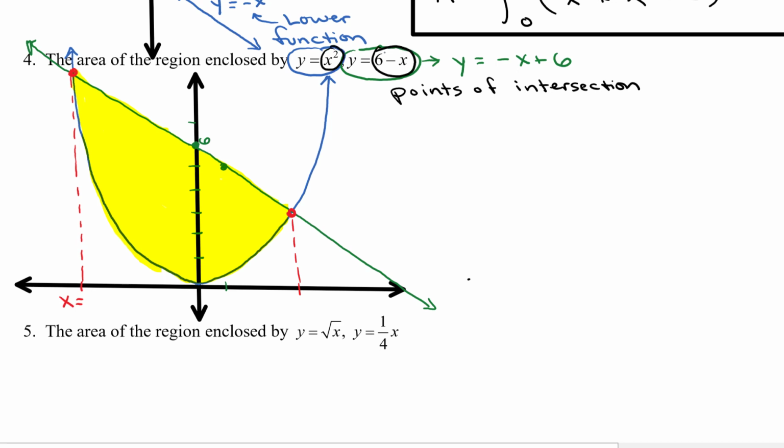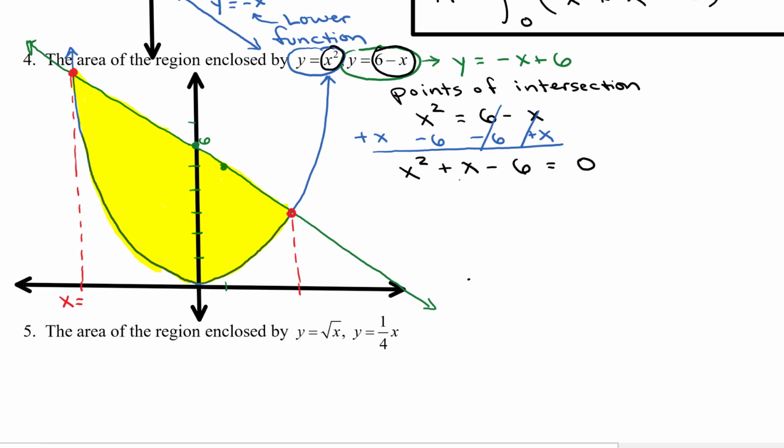So I've gone ahead and circled the x squared and the 6 minus x in the equations, and I wrote x squared equals 6 minus x in order to find my x. I subtracted 6 from both sides, and I've also added x to both sides. So this is going to give me x squared plus x minus 6 equals 0. We have a quadratic equation. In order to solve this quadratic equation, I am going to factor this. So this is going to factor into (x plus 3) times (x minus 2), and that's going to be set equal to 0.